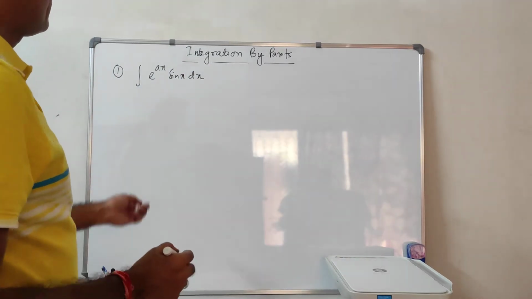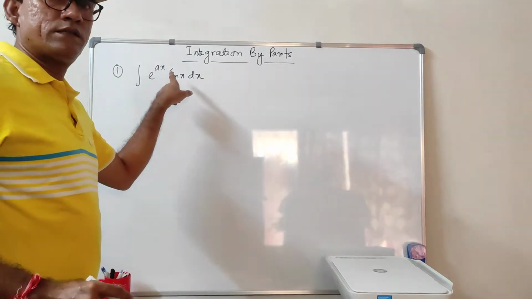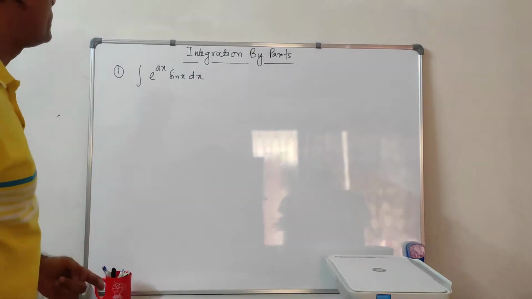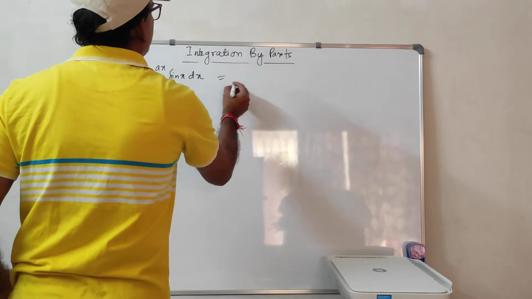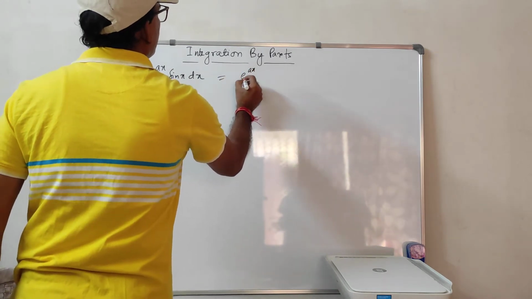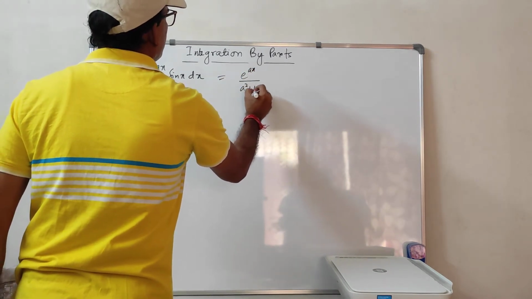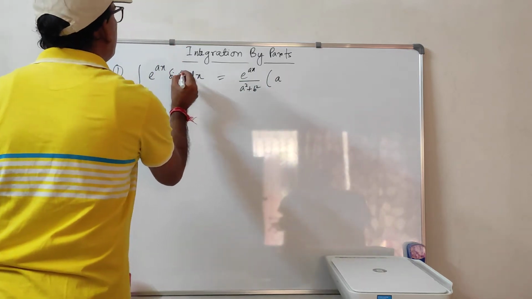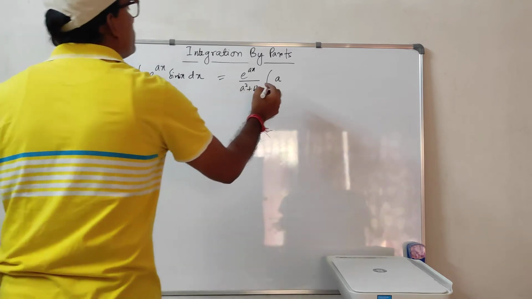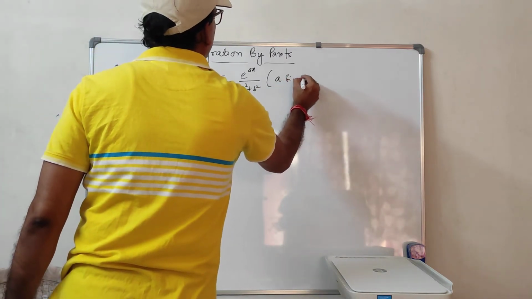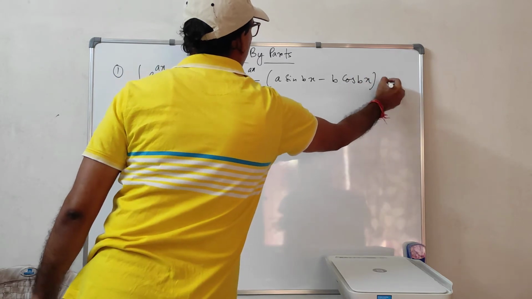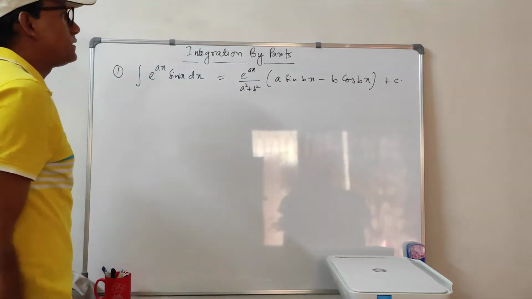It is nothing but an integral. Here e to the power ax is an exponential function, sin bx is a trigonometric function, and its result is e to the power ax by a square plus b square, into a sin bx minus b cos bx. At the end, the constant of integration c is there.